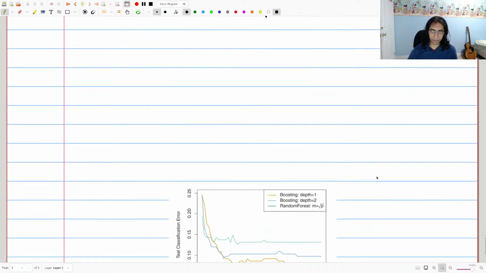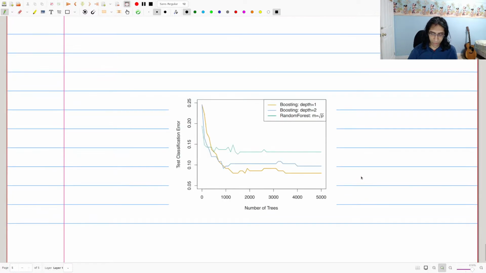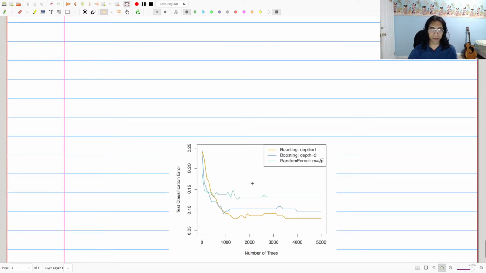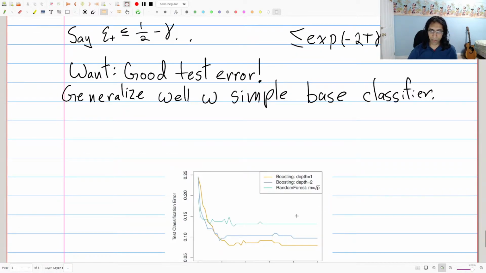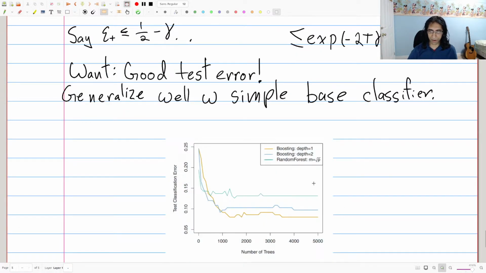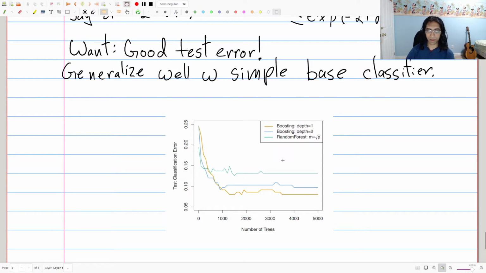Good. Just to show you how boosting compares with, say, bagging and random forests, you can see this is another data set here, which I'm not going to get into. This is a figure from the Introduction to Statistical Learning book. You can see that as you increase the number of trees past a certain point, it becomes roughly flat and doesn't really change much.